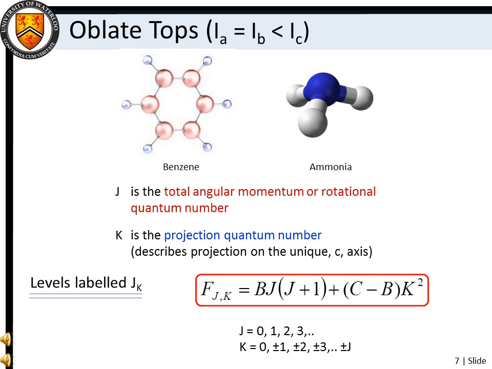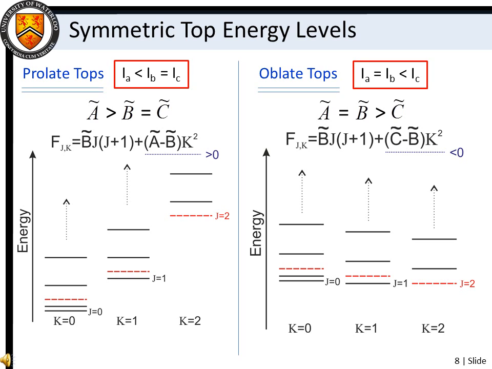The description for oblate tops is very similar to that of prolate tops. For oblate tops, both J and K quantum numbers are needed for a unique description of the rotational motion, and energy levels are again labeled as J sub K. Each J level has a 2J plus 1 degeneracy under field-free conditions, and each K level with K greater than 0 is doubly degenerate. In this case, though, the unique rotational axis is the C-axis, and the unique rotational constant is the C constant. In comparing the energy level structures of prolate and oblate tops, we see major differences.